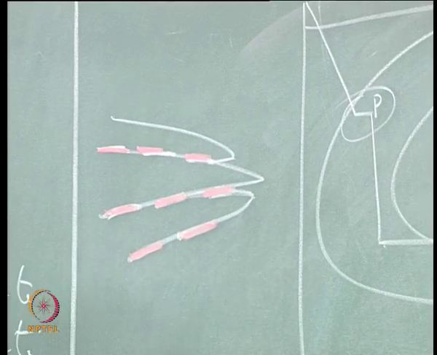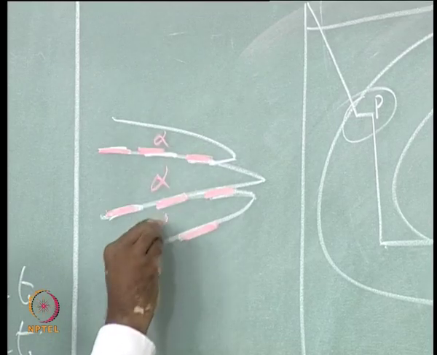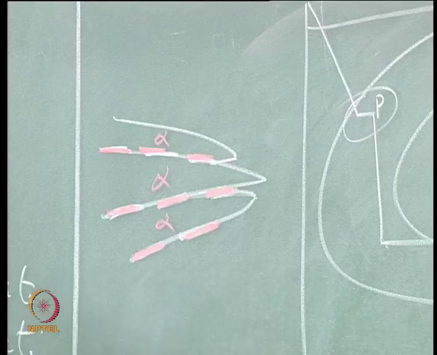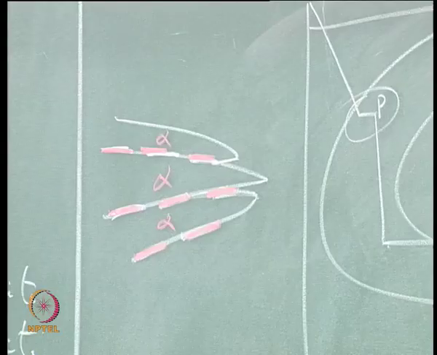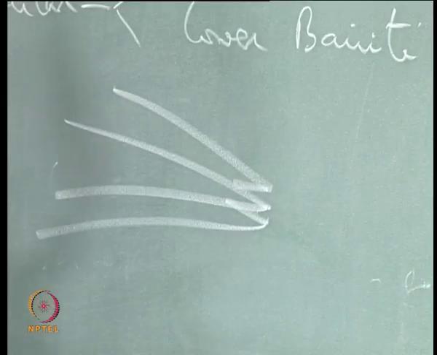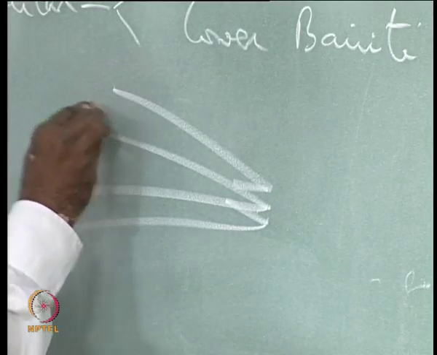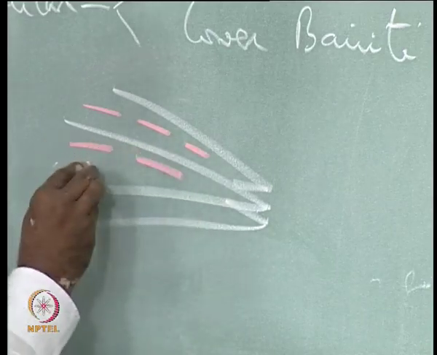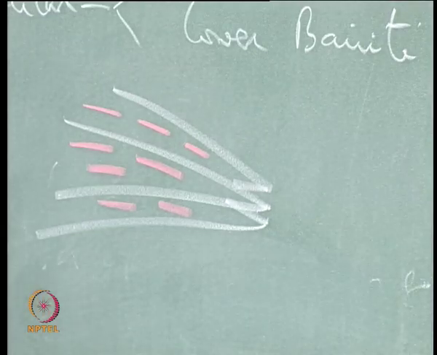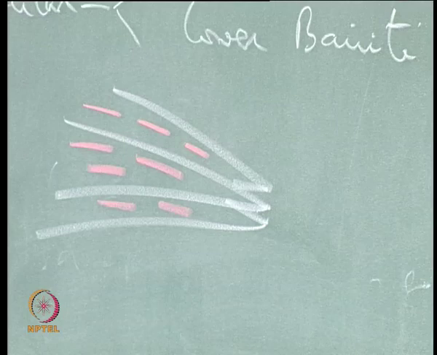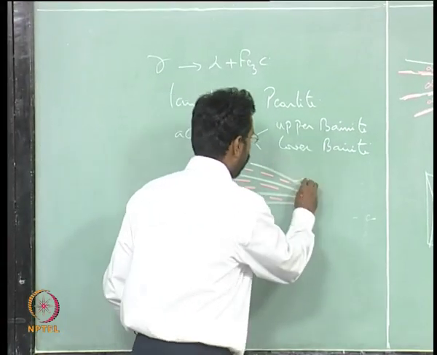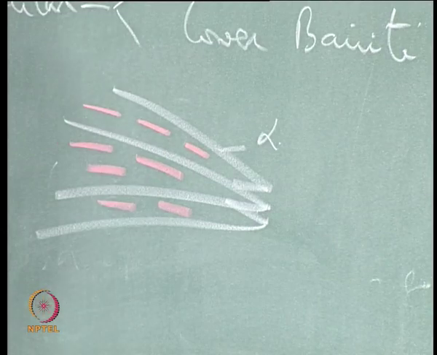In an acicular ferrite, this is all alpha, whereas in a lower bainite the same acicular ferrite will be there, but in that acicular ferrite you will have cementite nucleated on certain habit planes. They are plate-like cementites formed inside the ferrite, and this ferrite is formed by polymorphous transformation.